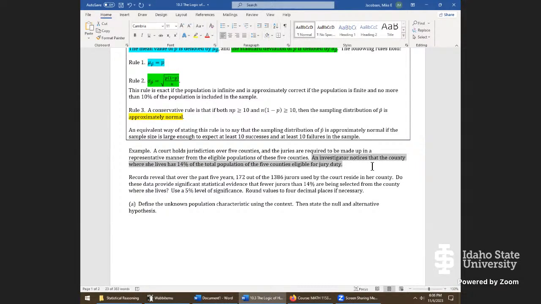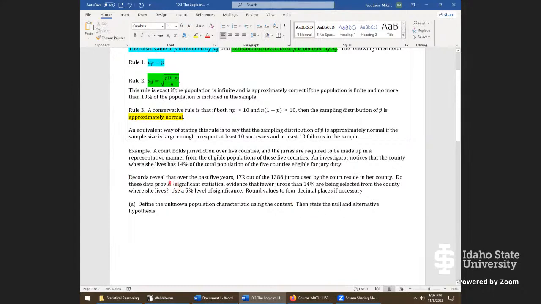This one's really about the legal system. And when it comes to the legal system and jurors, there's a very specific thing that has to happen, or else that legal system is starting to break down. And that specific thing is the juries are required to be made up in a representative manner from the eligible populations of those counties. So now there's an investigator in play, and that investigator says she lives in a county that expects 14% of the total population to be eligible for jury duty. So here's where the drama of the problem really gets going.